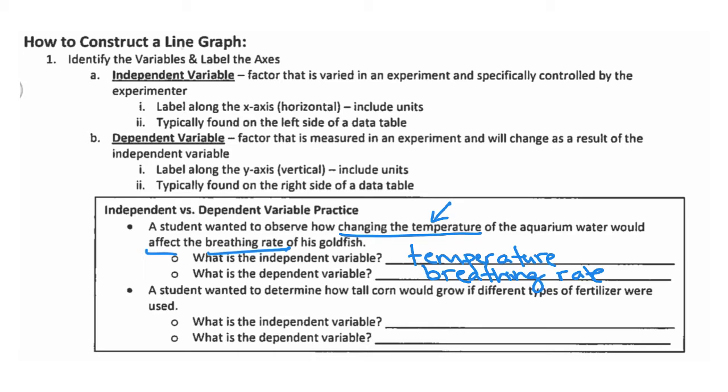Okay, a student wanted to determine how tall corn would grow if different types of fertilizer were used. So what is the thing that the student is changing? The student's changing the fertilizer. So the fertilizer is your independent, and whatever fertilizer is used is going to tell us how tall the corn is going to grow. So I'm going to put height of corn. So those would be your independent and dependent.